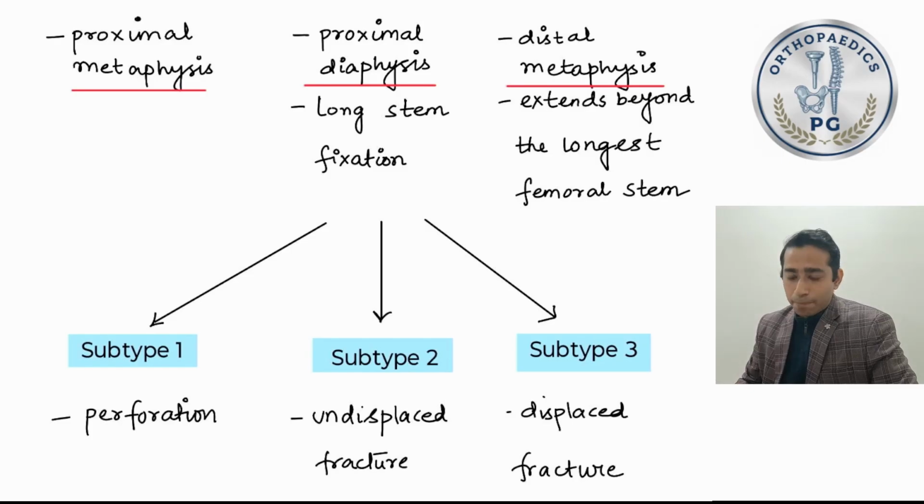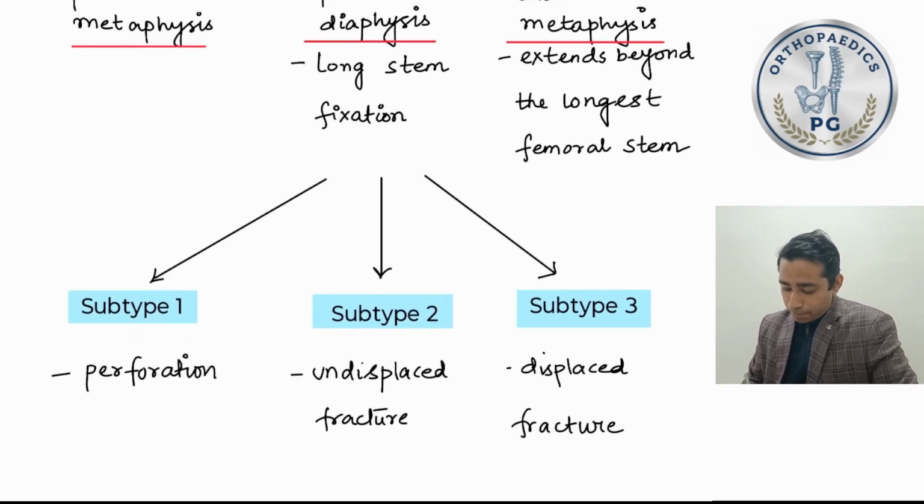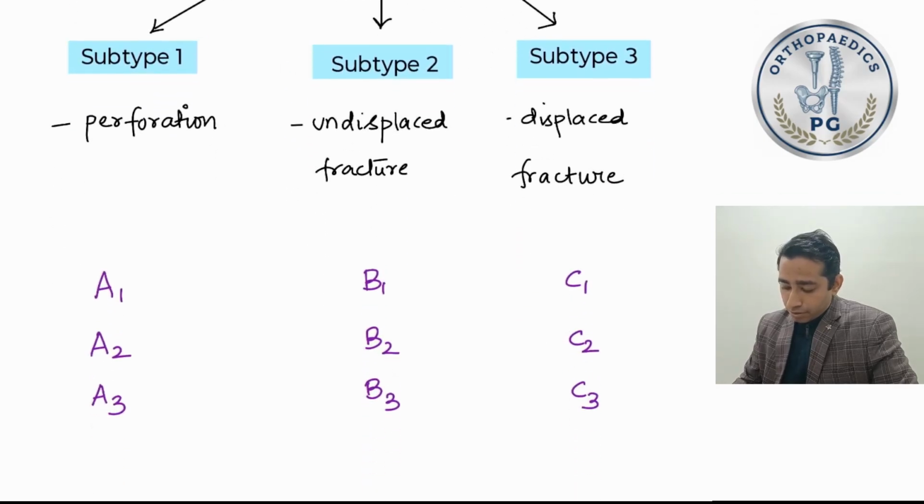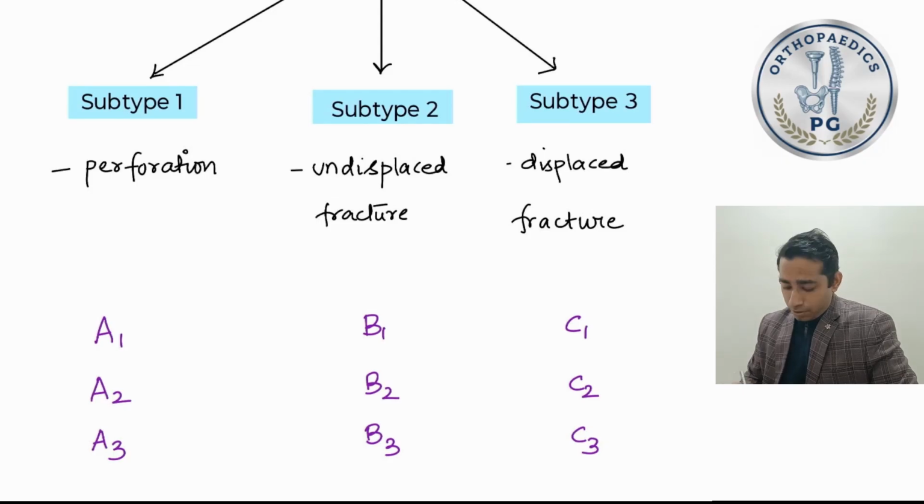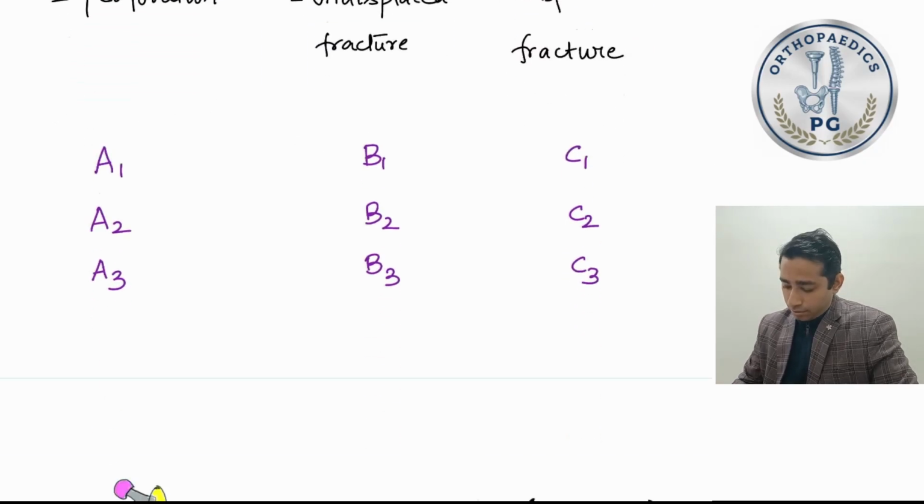Each of these types is further divided into three subtypes. One is perforation, two is an undisplaced fracture, and three is a displaced fracture. So now we are left with 9 types: A1, A2, A3, B1, B2, B3, and C1, C2, C3.